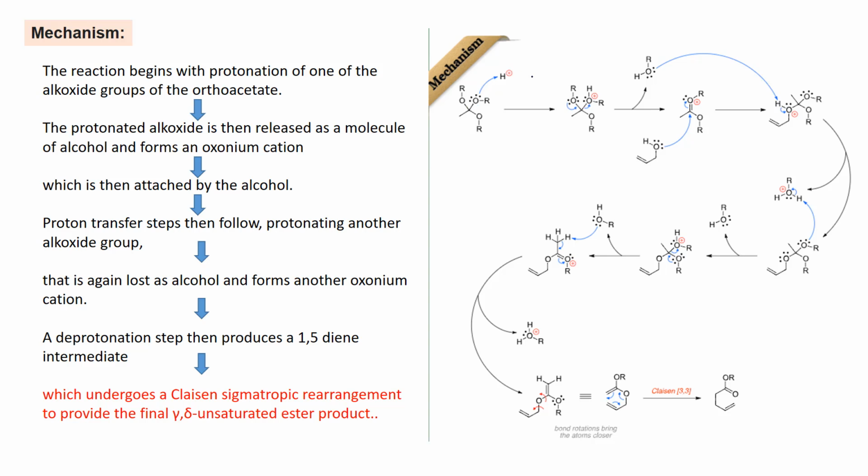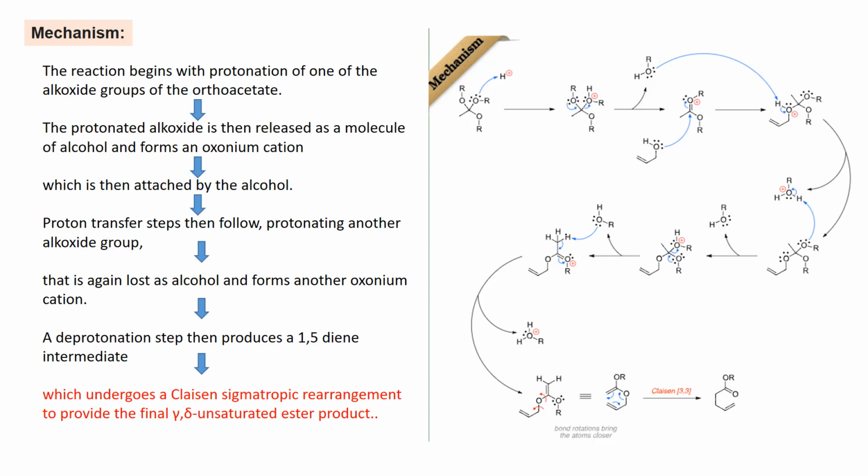After that, what will happen? Then another alkoxy, this electron will come here and this eliminates from the system. So the protonated alkoxide is then released as a molecule of alcohol, and forms an oxonium cation. Then the allylic alcohol will attack this oxonium cation, forming this intermediate, and through deprotonation and protonation another molecule of alcohol will be eliminated, forming another oxonium cation.